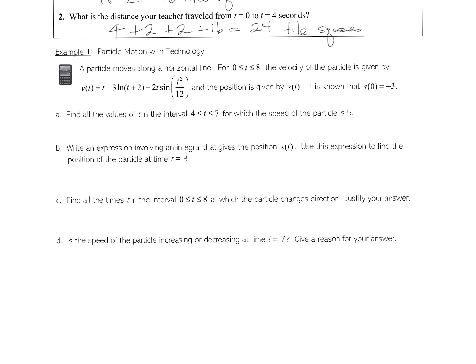So the first thing we have to do is find all values of t in the interval from 4 to 7 for which the speed of the particle is 5. So recall that speed is equal to the absolute value of the velocity. All right, so we're trying to find when the absolute value of v of t is equal to 5. So let's look at our calculator.